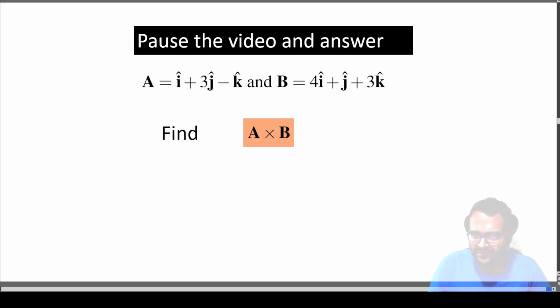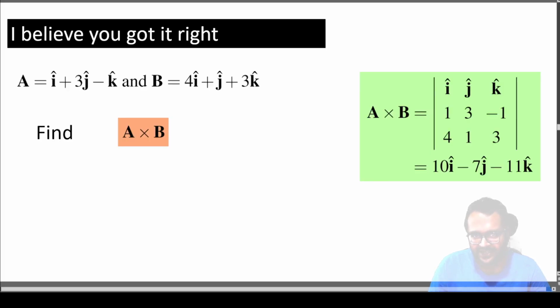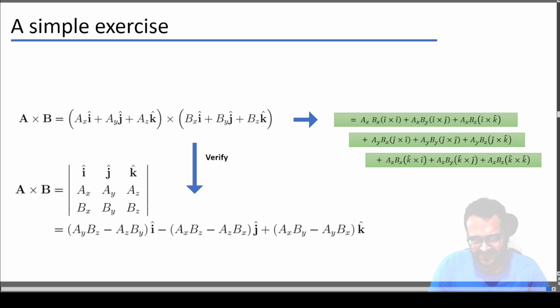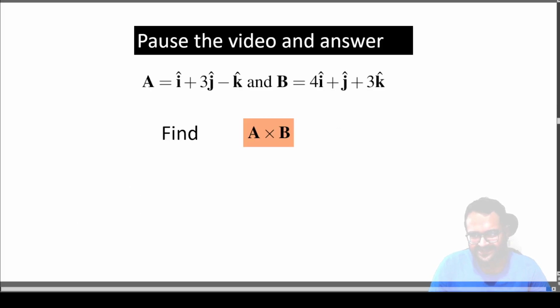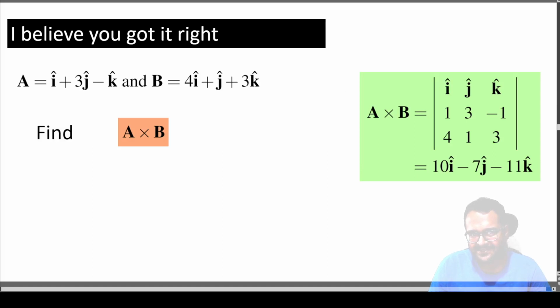Pause the video here and just find the answer. If you got it right, it's very simple. You use that definition. Whenever you have three components given, A cross B will be i, j, k, and in the first row you write the components of A: 1, 3, minus 1, and in the second you write 4, 1, 3, and just calculate the determinant.